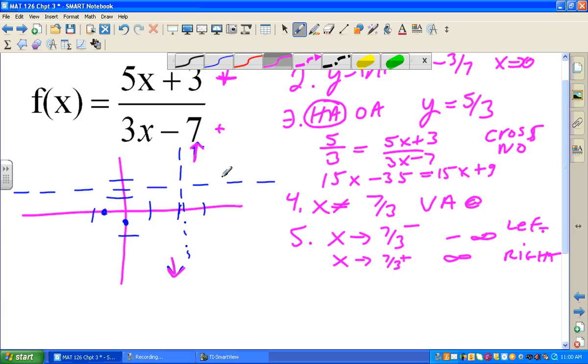So I know it's going to end up over here, and I know it doesn't cross this horizontal. And I know it crosses here and here. And that's a factor of 1, so it's not going to bounce. So there you go. It's a sketch.